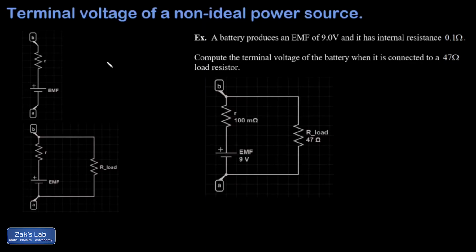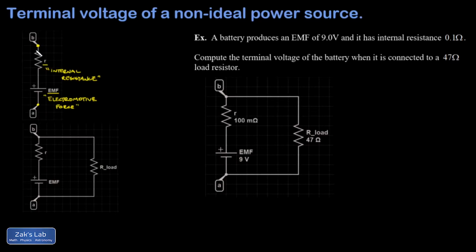In this video, we introduced the idea of a non-ideal power source and the terminal voltage of the non-ideal power source. So until now, we've treated batteries as if they have no internal resistance. In fact, all batteries have some amount of internal resistance, and we can model any battery as an ideal power source, sometimes called an EMF or electromotive force, in series with a small internal resistance.